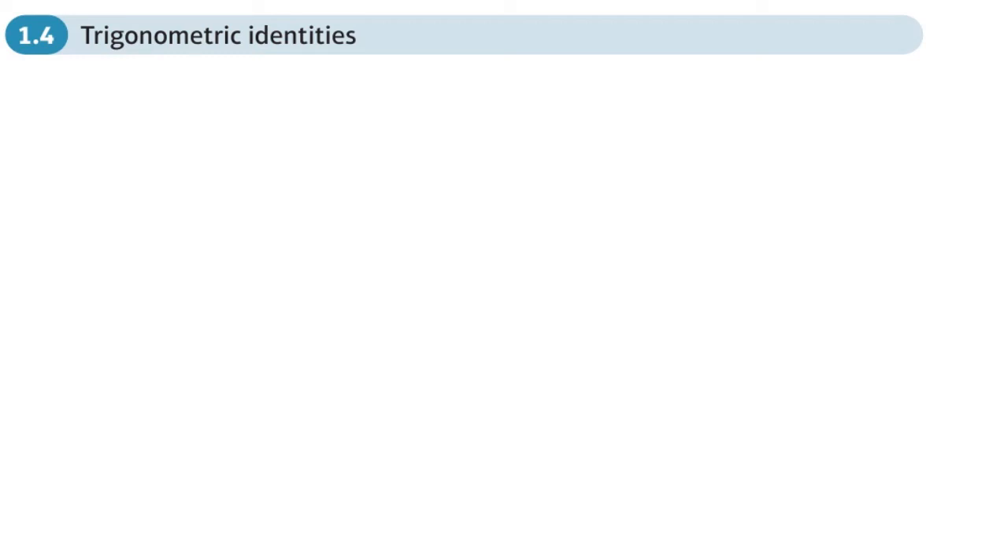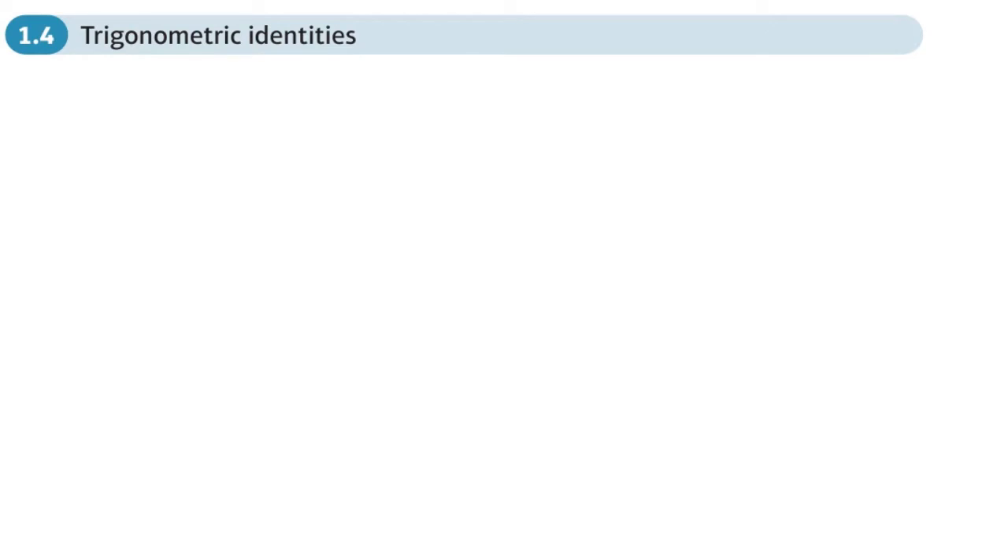This is section 4 on chapter 1, complex numbers in the Core 2 book, and this is on trigonometric identities, or trig identities. And with complex numbers we have some trig identities. You've got trig identities from normal maths that you've done, but we've actually got trig identities with complex numbers.